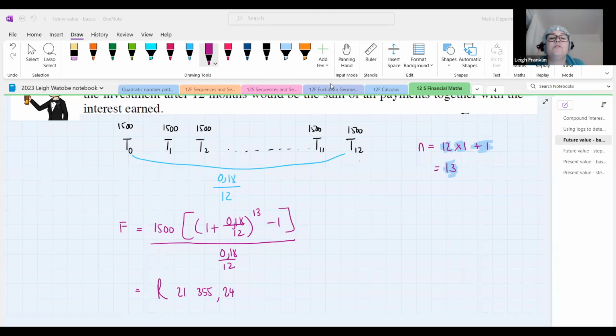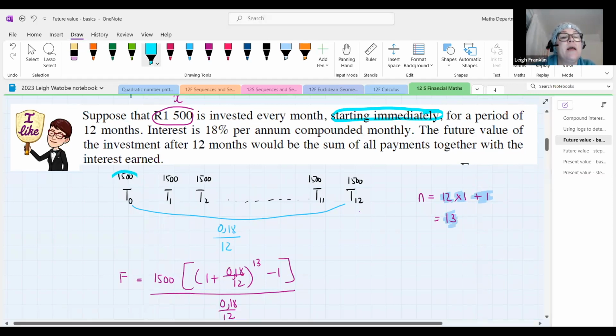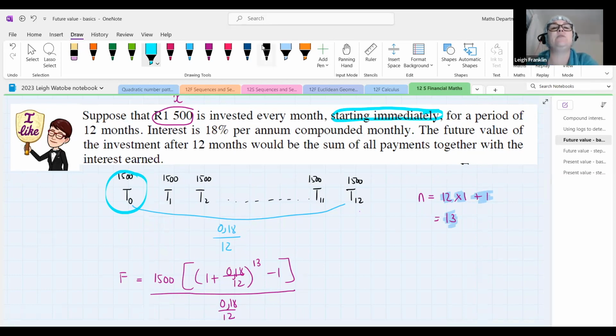Nondumisa, I hope I've answered your question. Mbali, I hope I've answered your question. Hlobi, I hope I've answered your question as well. So it's one payment a month for 12 months, plus that initial payment as well. That immediate payment in the beginning, because you're starting to count at T0, you're not starting to count at T1.